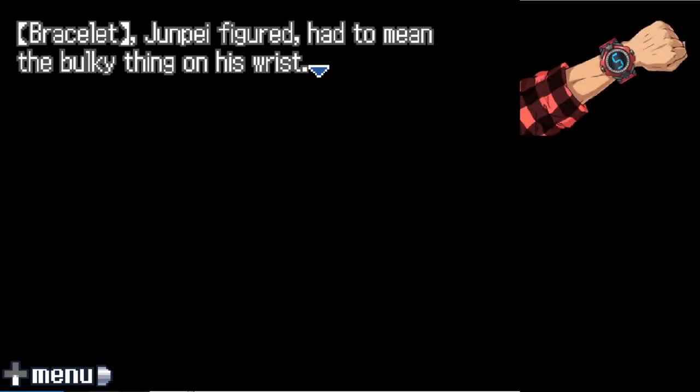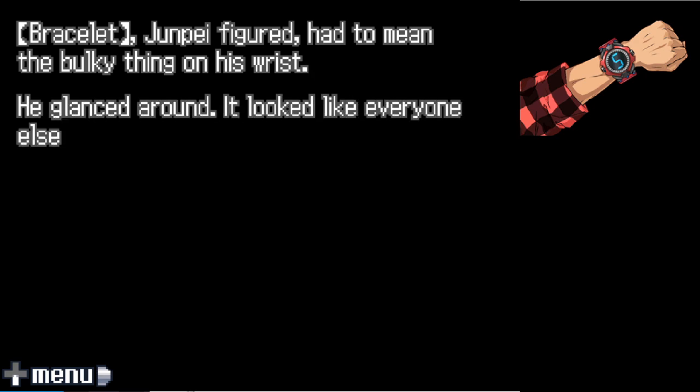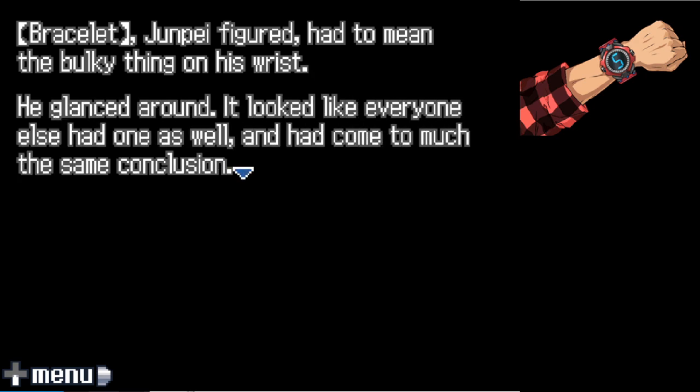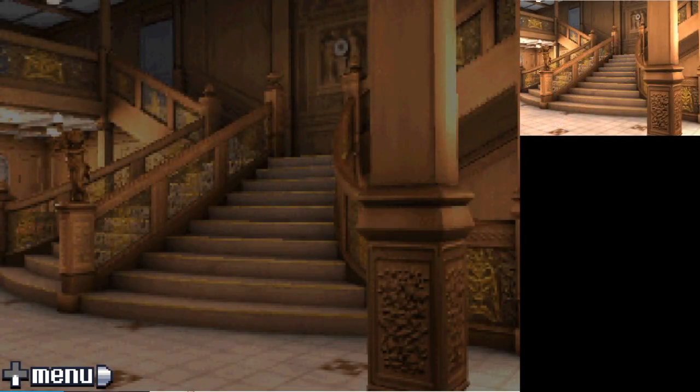Junpei figured that had to mean the bulky thing on his wrist, that's round. It looked like everyone else had one too, and had come to much the same conclusion.